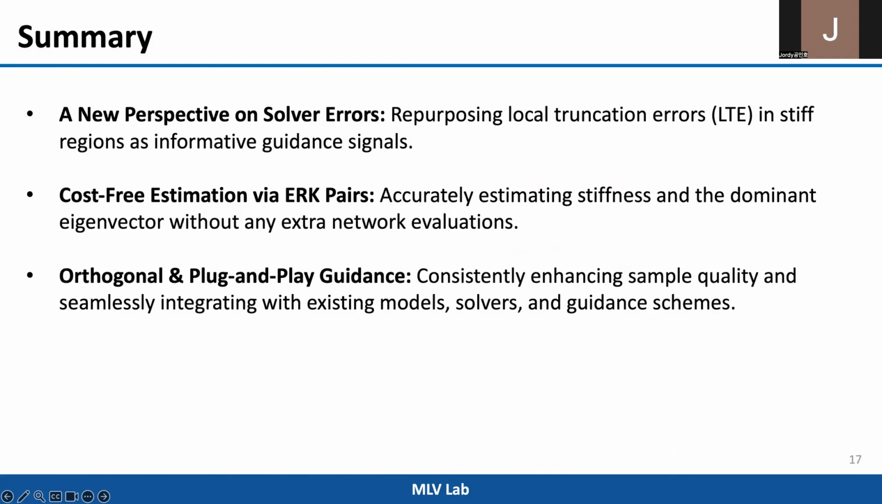To wrap up, here are the three main takeaways from our work. First, we turn a problem into a solution. In steep regions, the solver makes large errors, but those errors strictly point in a specific direction. We simply use this clear direction as a hint to correct the sampling.